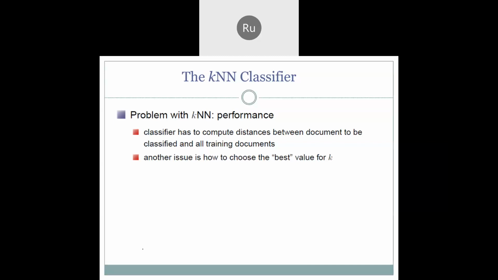Another issue is how to choose the best value for K. K could be 1, 2, 3. So these are some of the issues that we have. It could be part of your FYP if you decide to do this.